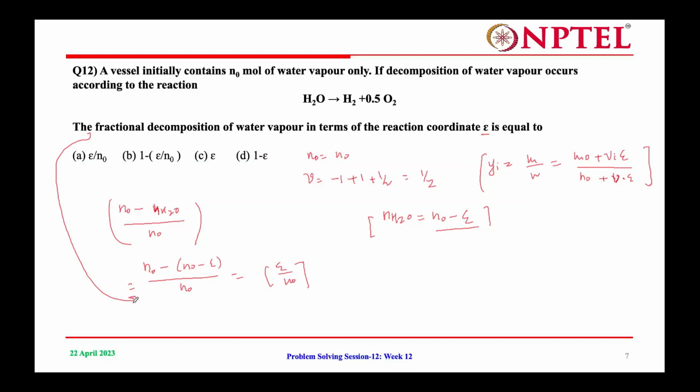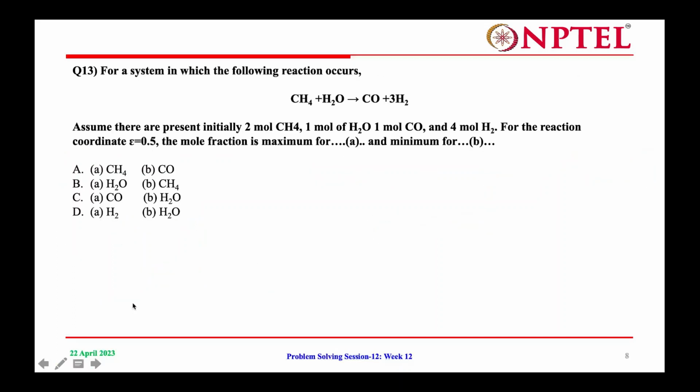All of you got clear? Question number 13. Consider a system in which the following reaction occurs: CH4 plus H2O gives CO plus 3H2. Assume there are present initially 2 moles of CH4, 1 mole of H2O, 1 mole of CO and 4 moles of H2. For the reaction coordinate equal to 0.5, right.